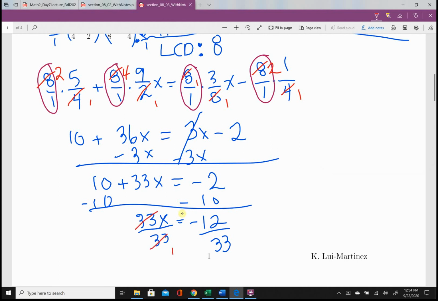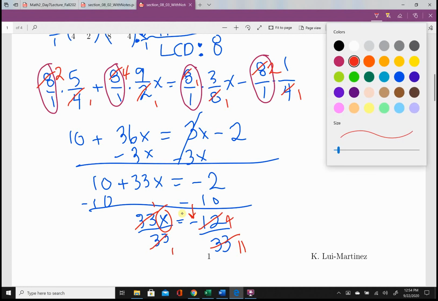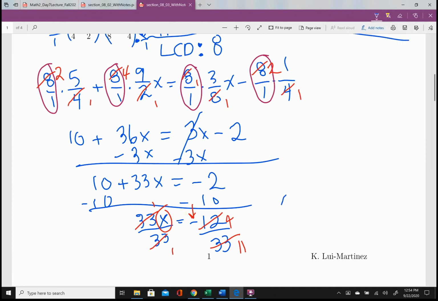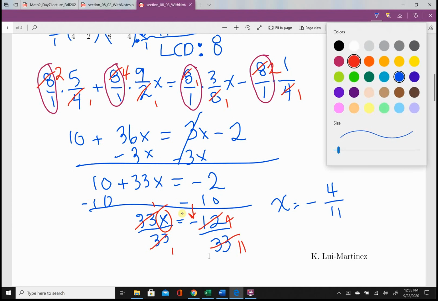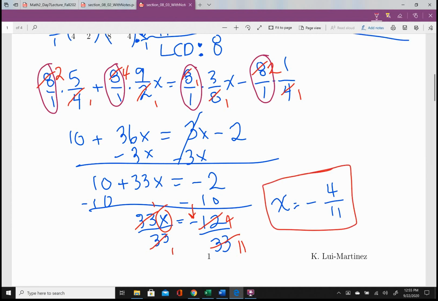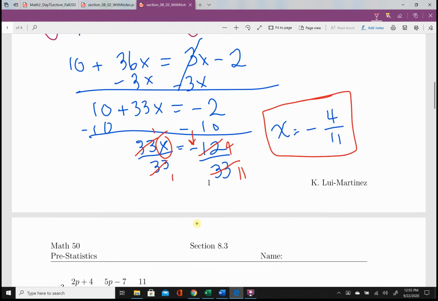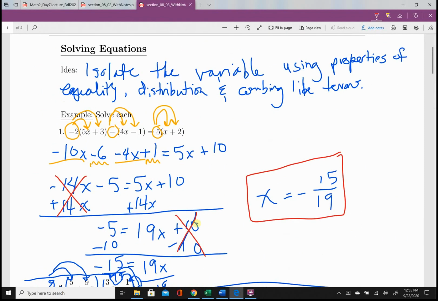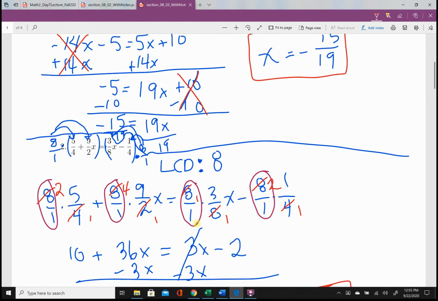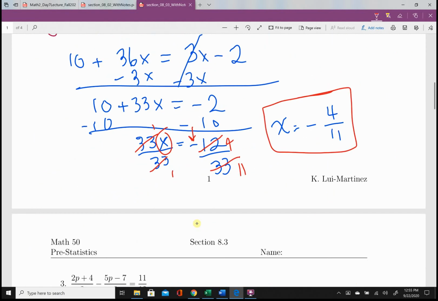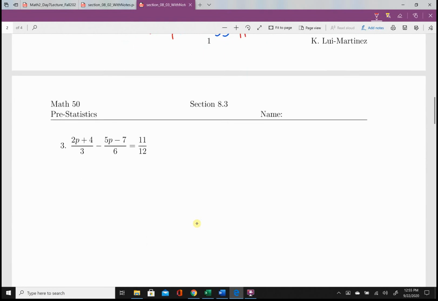Well, the 33's go here. We're left with x. We're going to stay negative, but there is a common factor of 3. So divide out the 3 from 33 and you're left with 11 and 4 in the numerator there. So your final answer will therefore be x equals negative 4/11. Great. Fantastic. So a little bit of review on some more complex equation solving. Just remember your properties of equality, how to distribute, combining like terms, and you should be good to go.